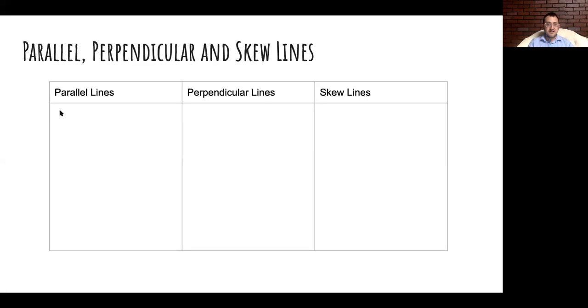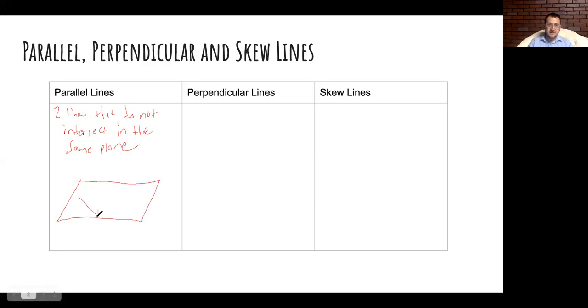So parallel lines are two lines that do not intersect in the same plane. So what I mean by this is that the lines have to be in the same plane.